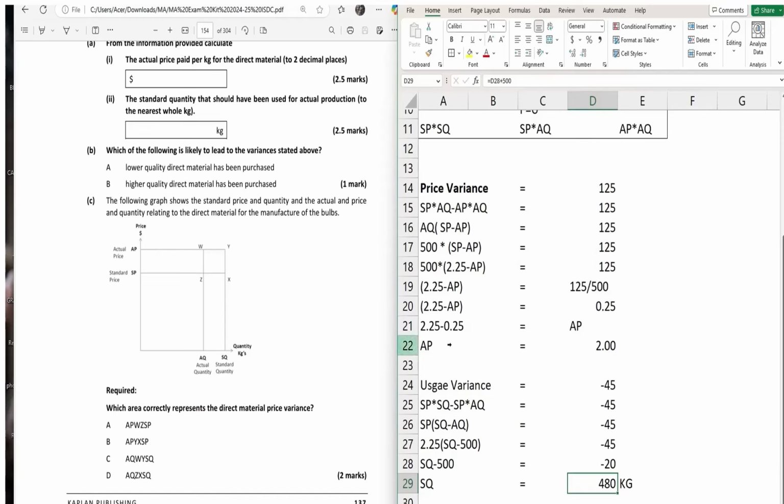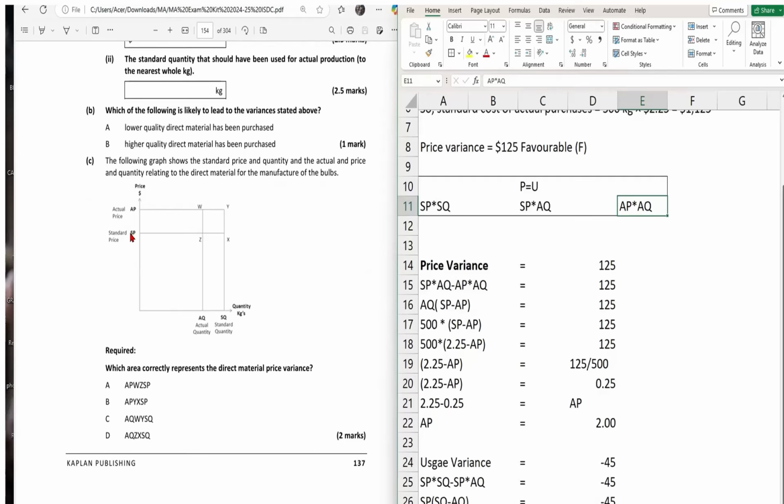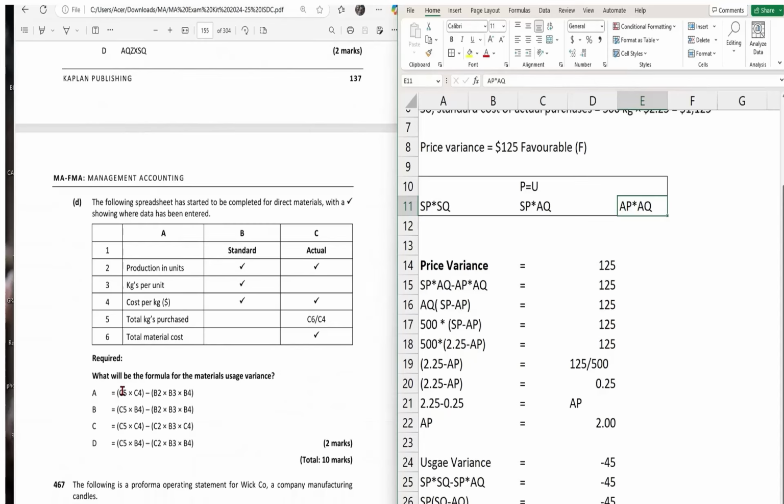For the direct material price variance, you can see our AQ is the same in both cases. The difference is SP and AP. So that means it's a difference between the prices. We will look for the SP and the AP. This area will not be part of the price. This area, AP, W, Z and SP, will reflect the price difference. This other area will not be part of the price; it will be part of AQ and SQ, so it will be the usage variance, but we only ask for the price one. That means AP, W, Z and SP. That's option A.